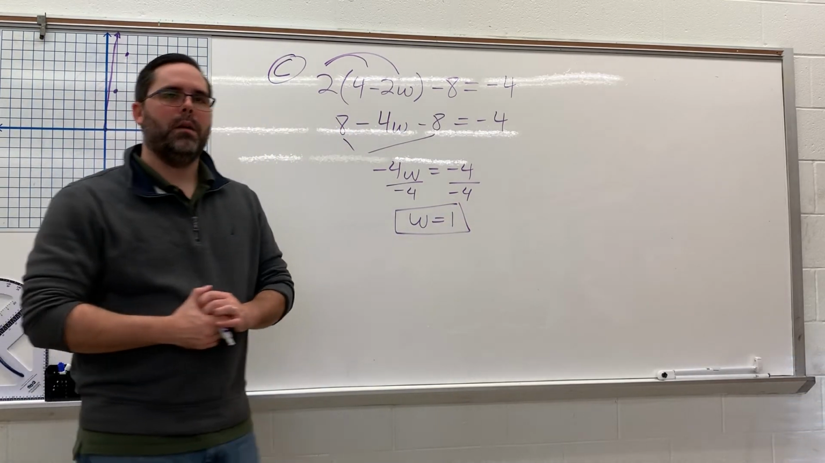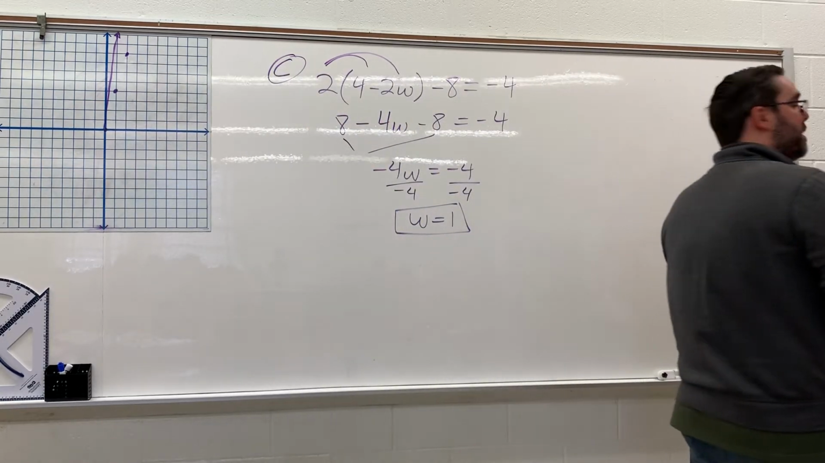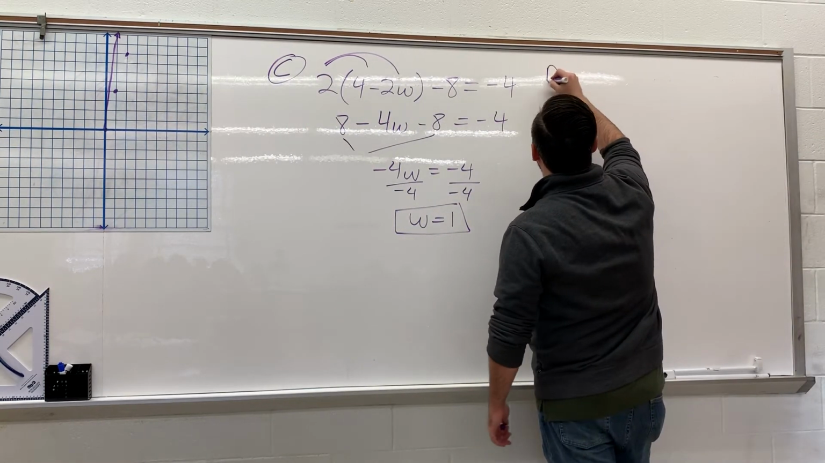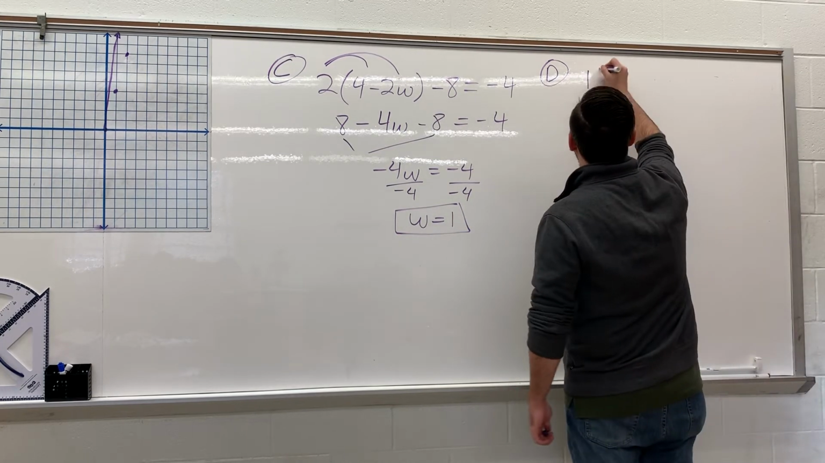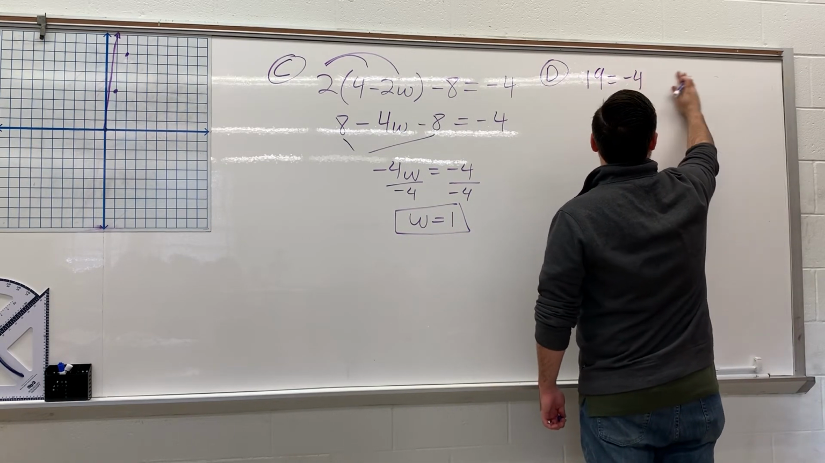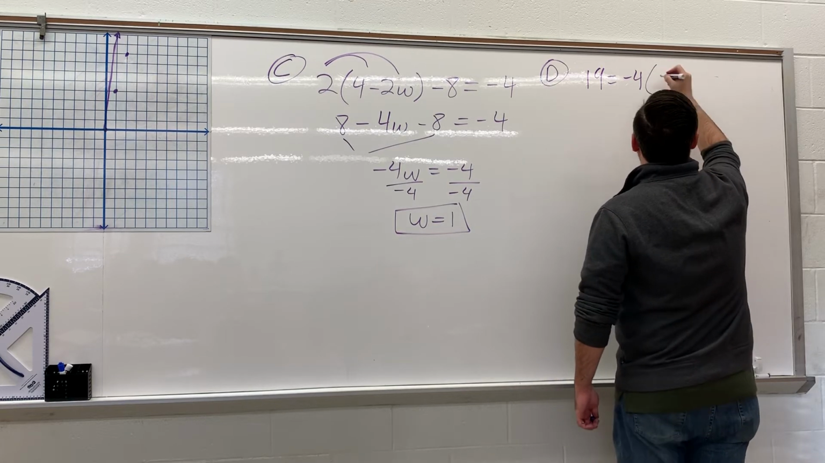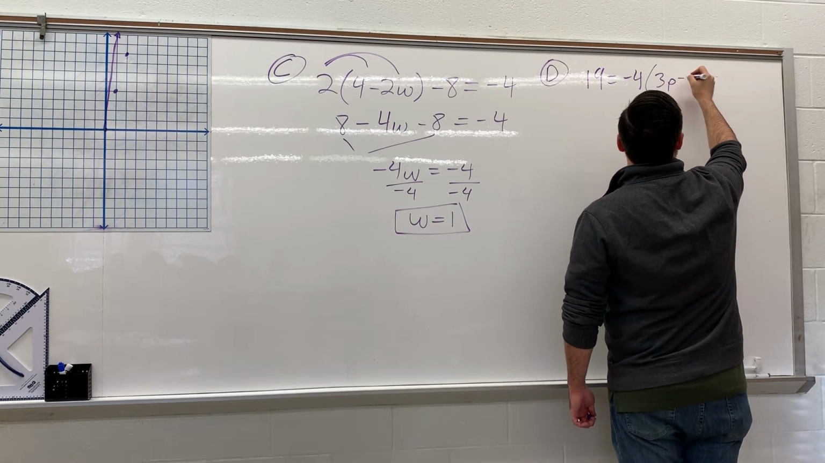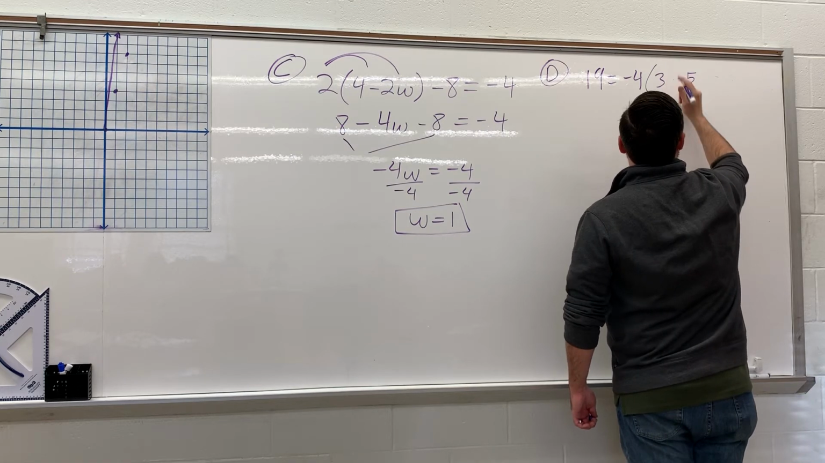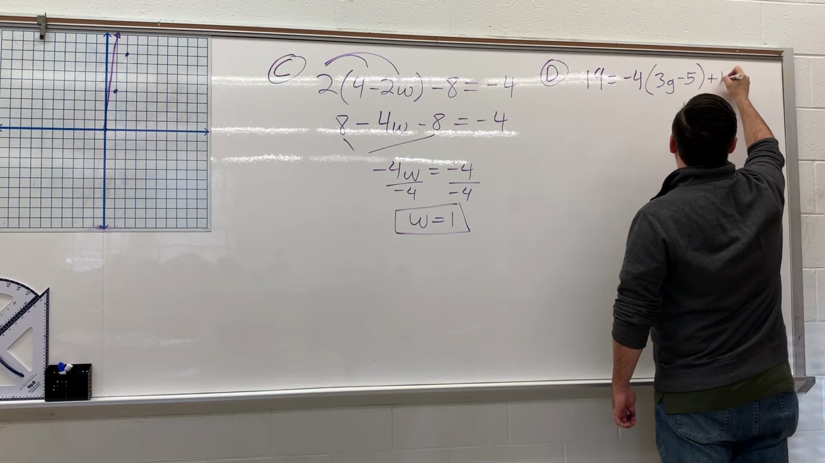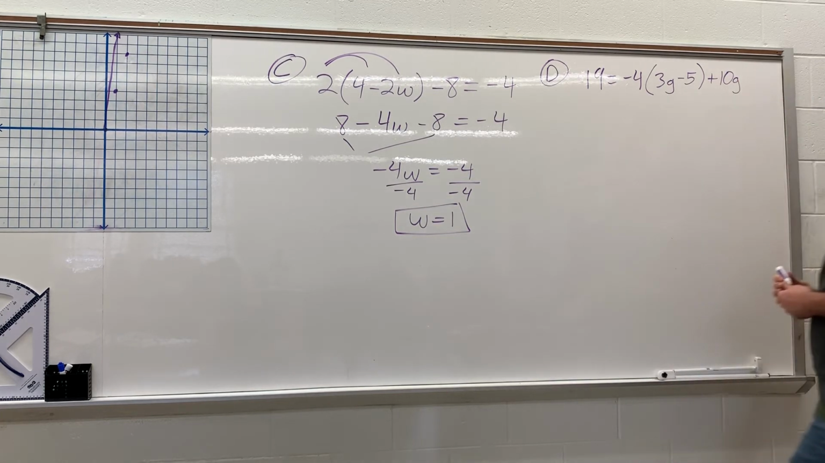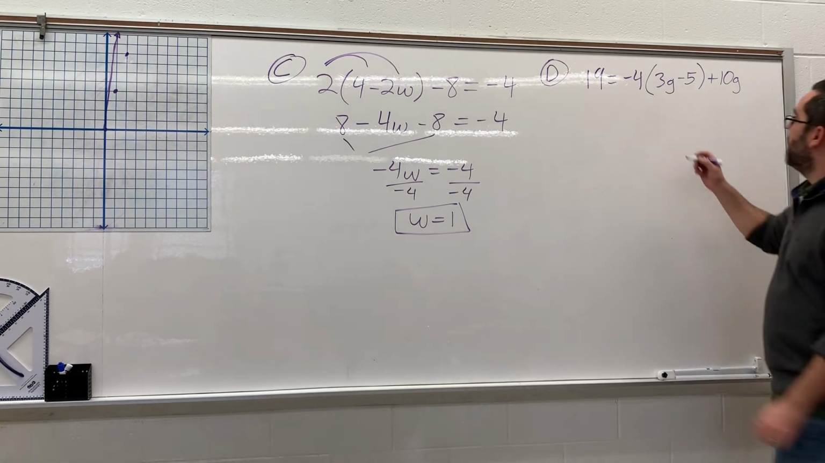Alright, Jeremiah, when you're ready, can you read me part D? 19 equals negative 4 times parentheses 3g minus 5, then plus 10g. Alright, what do we do first? Distribute. Distribute this negative 4.